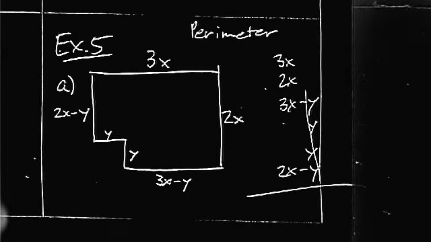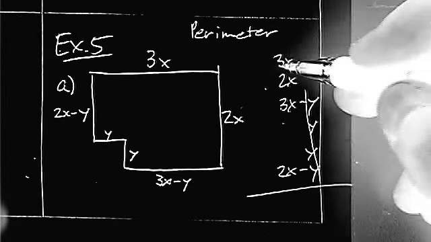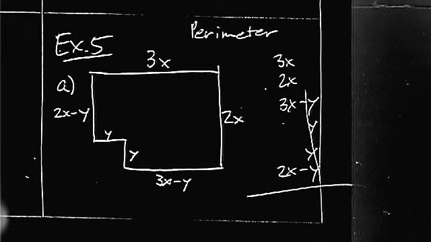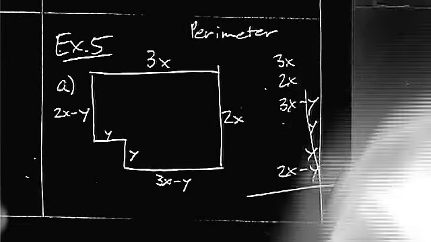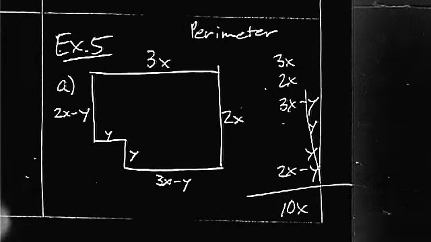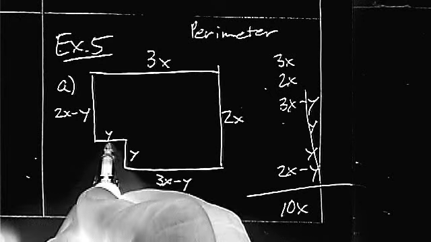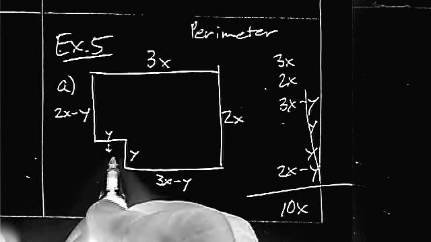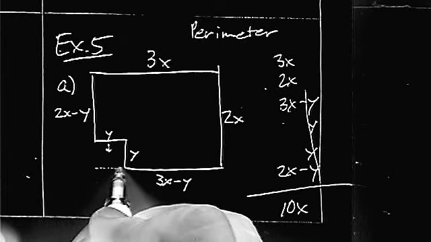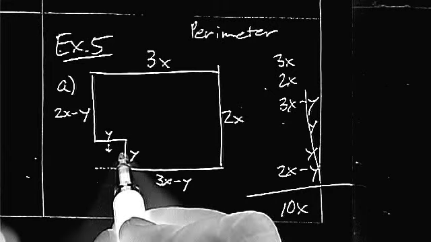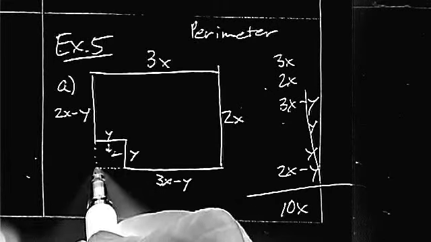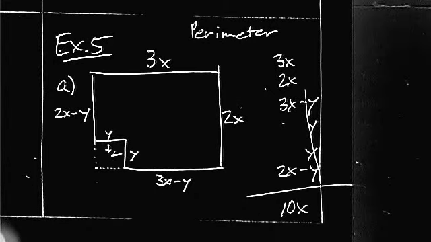I don't know if you see this, but all those cancel out. You have 3x, 3x, 2x, and 2x. So 6 and 4 makes 10x. But here's what I want you to see. What if you took this side right here and you just slid it down, right? Slid the whole thing down and you put it right here. And then you took this side and slid it over to the left and you put it right here. Wouldn't you create a rectangle?